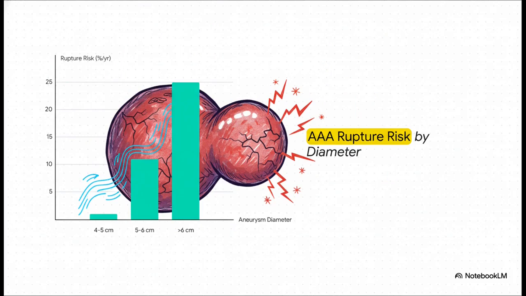And this chart brilliantly illustrates why size matters so much in our clinical practice. Just look how the risk jumps. It goes from just 1% per year at 4 to 5 centimeters to a terrifying 25% per year when it gets larger than 6 centimeters. This data tells us exactly when we have to intervene surgically.